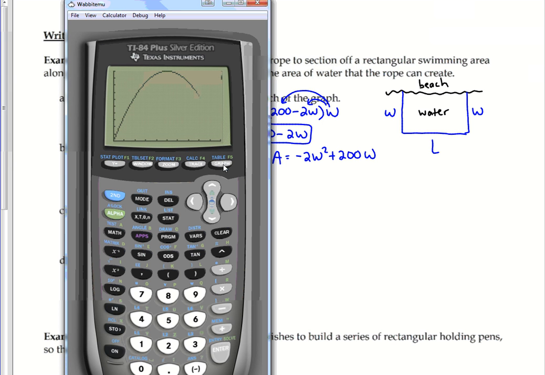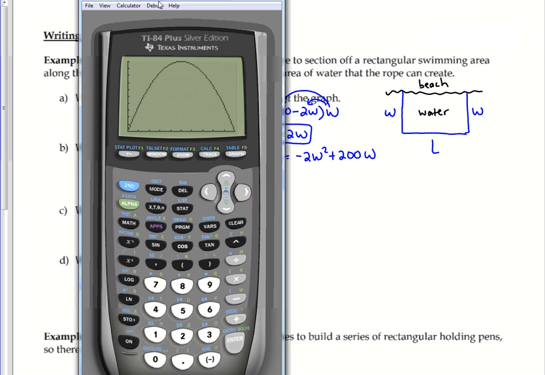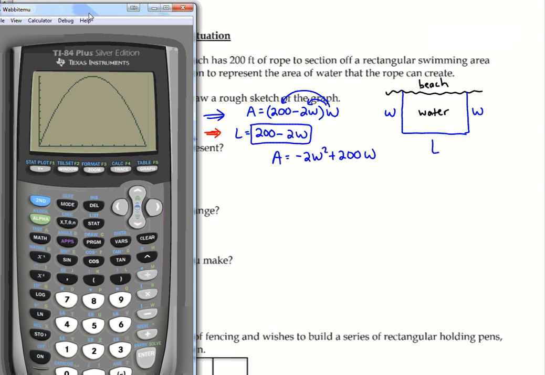Yay! Look how beautiful that is! Wow, we got lucky. I love when that happens. It's gorgeous. Can you ask for a better graph? I don't think so. So what we did was, I'll show you my windows again. 0 to 100, scale 10, and then 0 to 5,000, essentially scale 500. So now you have to think about your variables that you're graphing, right? We're graphing area versus width. So keep that in mind when you're making your windows.